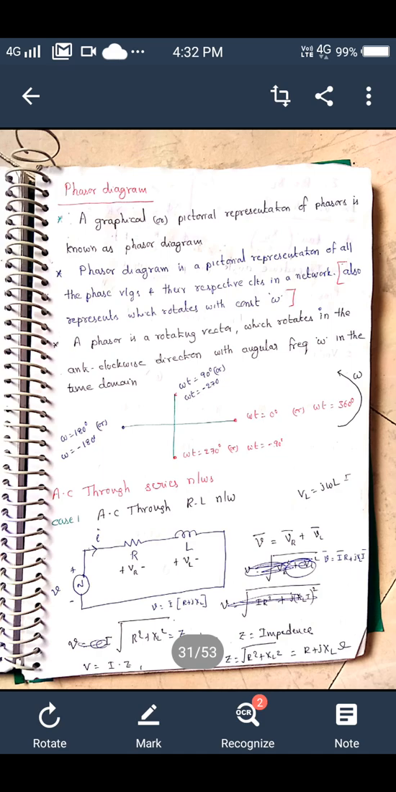One is time invariant and the other is time variant. This I can write as R plus JXL, which I assume as Z. Z is called impedance. Its magnitude we calculate using the formula root of R square plus XL square. The phase angle phi is equal to tan inverse of XL by R. That means the rectangular form can be written in polar form, nothing but Z, the impedance.